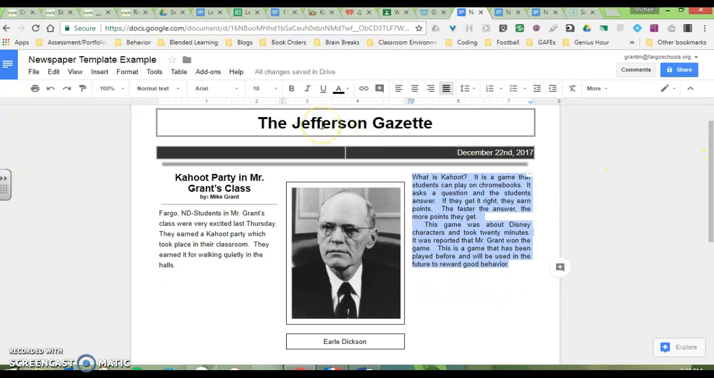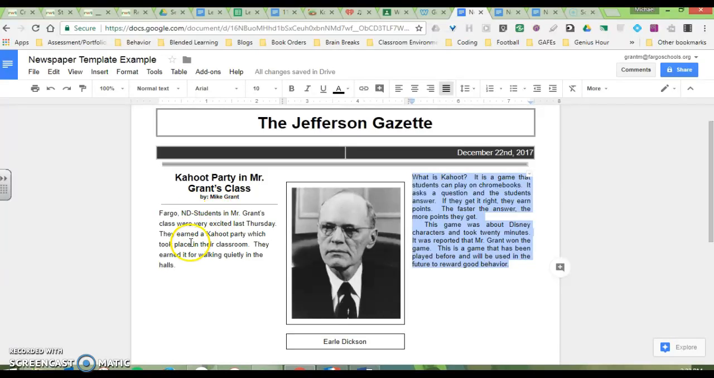And one, I just kind of came up with the name, the Jefferson Gazette. And you can see here, this is my headline, Kahoot Party in Mr. Grant's Class. I write my name here, and then you put the date that we're going to publish this. We're going to publish this next Friday, so that would be December 22nd. Then, what I've done is I've written the date here, Fargo, North Dakota. You would not change that.